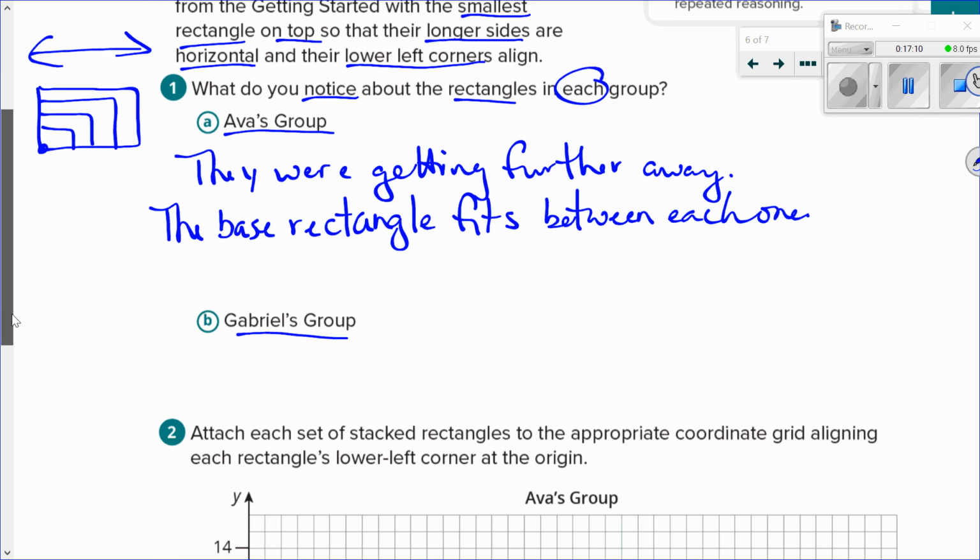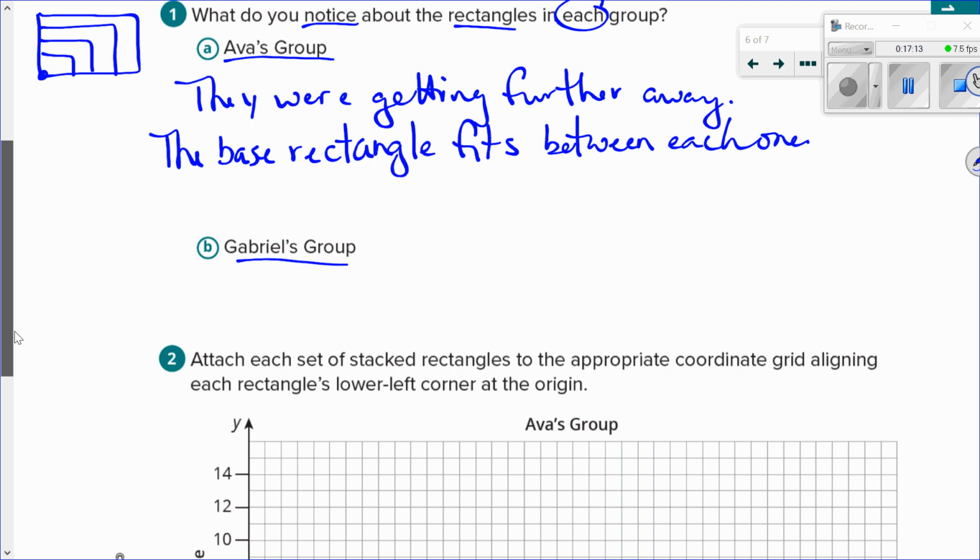Did anybody notice anything about Gabriel's group? They were way closer together. Okay. Anything else you guys noticed on Gabriel's group? Robin? The difference is that it gets one block higher and one block wider. Guys, please stop talking unless I've called on you. Good. It's 2 blocks higher and 5 blocks wider.